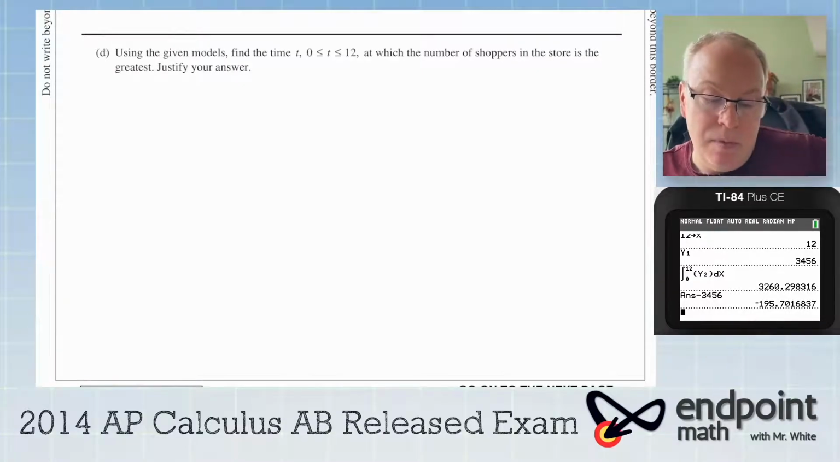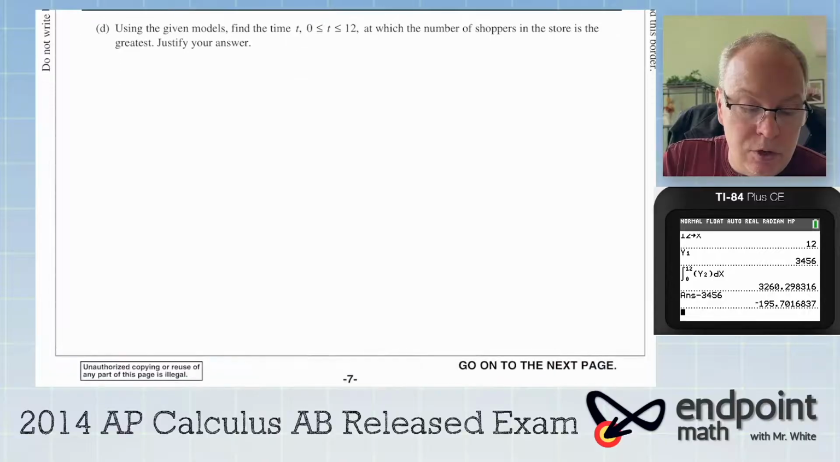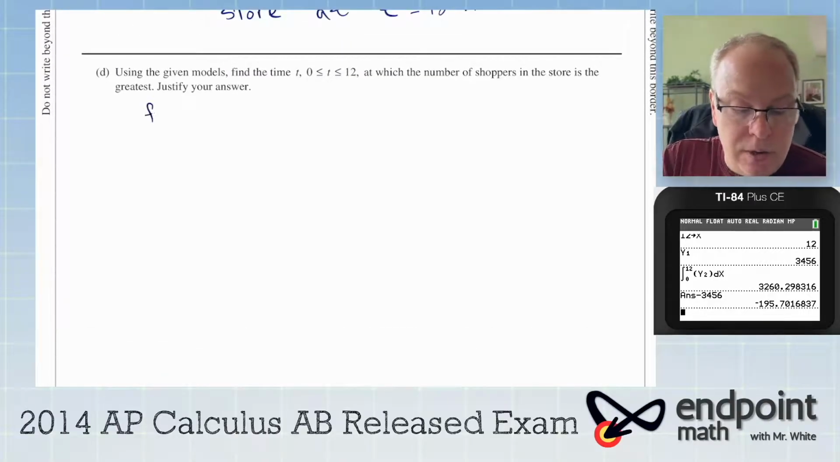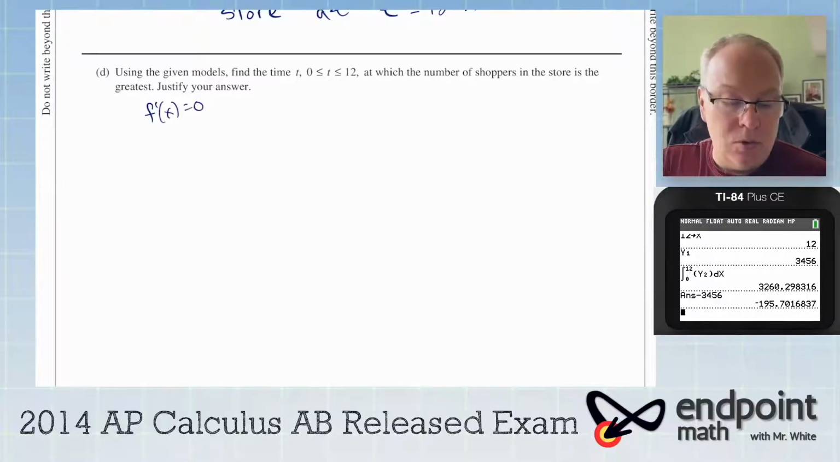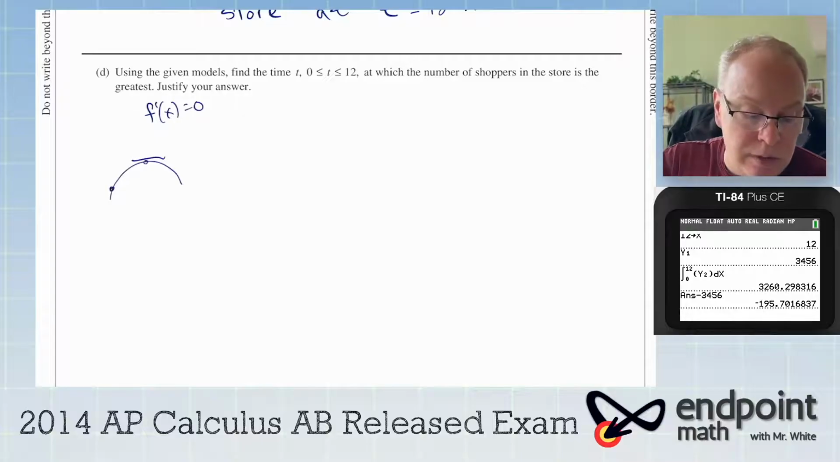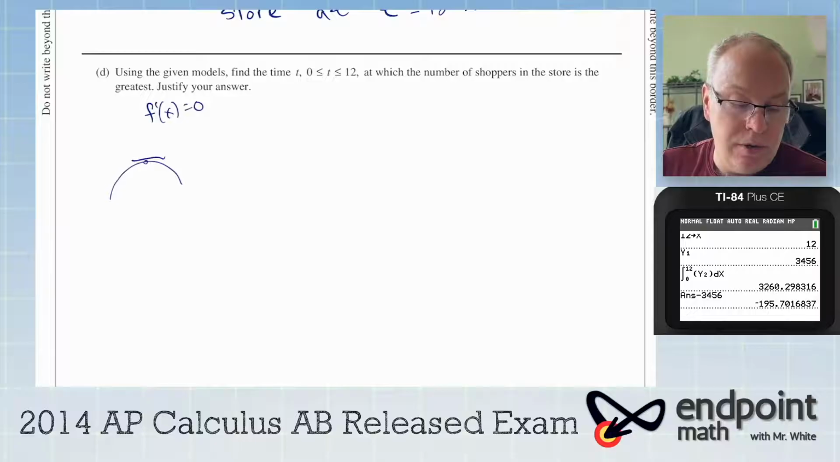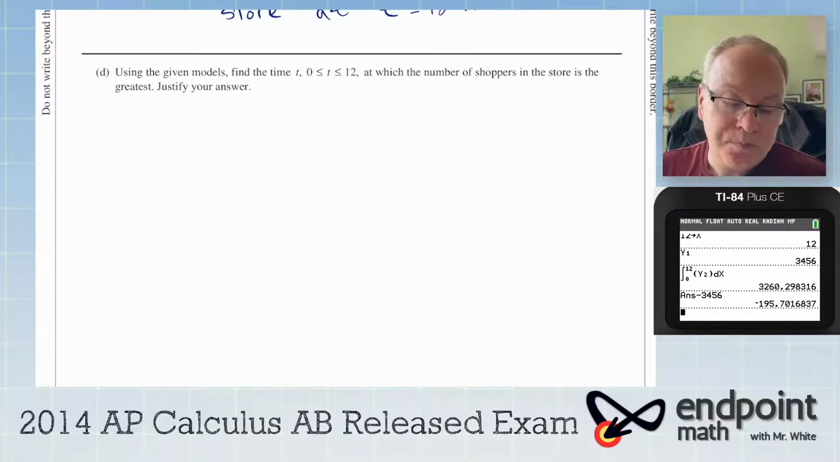Find the time at which the number of shoppers is the biggest. Ooh, that sounds like a maximizing problem, doesn't it? So you remember how we do maximizing? We find the derivative, and we set it equal to 0. And that's a horizontal tangent, and then we hope that that's a maximum. Now we'll need to check that we're underneath on both sides, but that's how we're going to do it. So let me erase that. We don't need all that there, right, to gum up our answer.